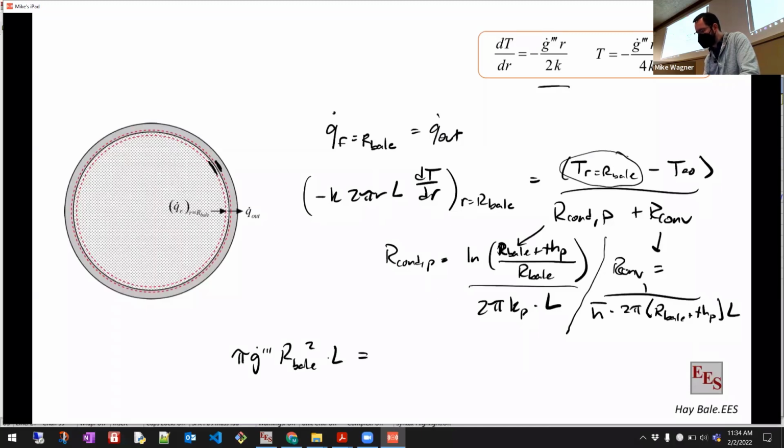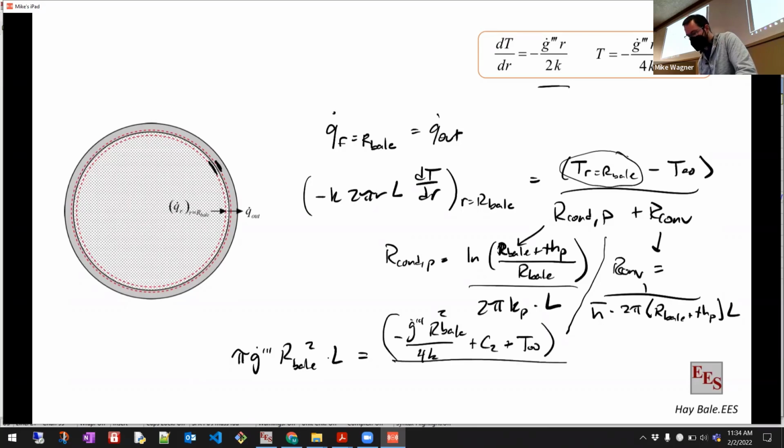On the right-hand side, we have then minus G dot triple prime R bale squared divided by 4k plus C2 plus T infinity, and all of that divided by R conduction P plus R convection. Okay, so that's our boundary condition expression.